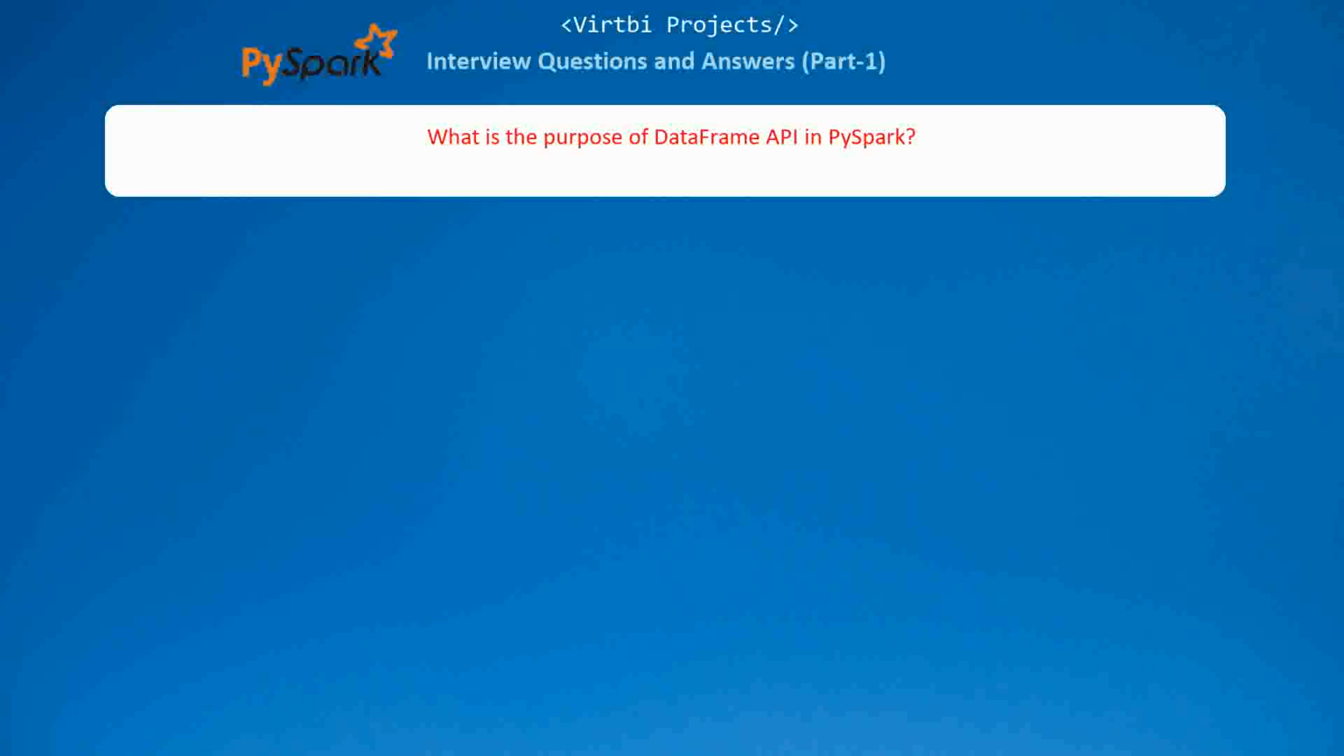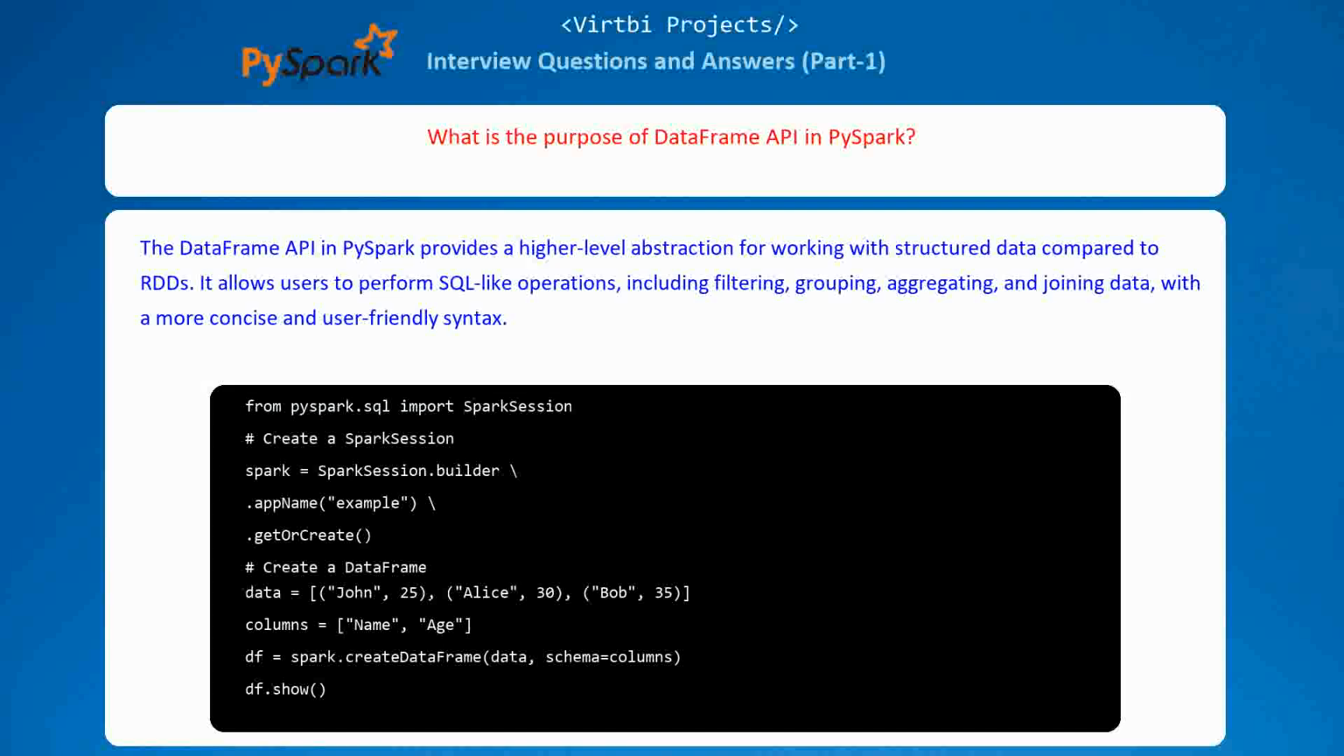What is the purpose of the DataFrame API in PySpark? The DataFrame API in PySpark provides a higher-level abstraction for working with structured data compared to RDDs. It allows users to perform SQL-like operations, including filtering, grouping, aggregating, and joining data, with a more concise and user-friendly syntax.